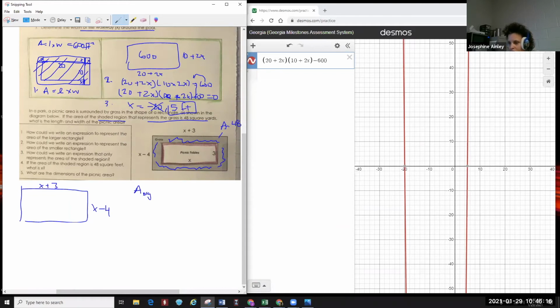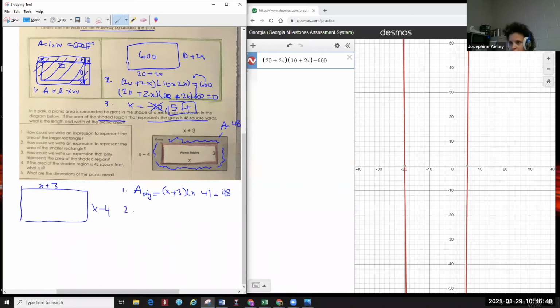So expression to represent the area of the big. I'll write the word big so I know which one this is. The big is length times width, so this times this. And we're going to put in parentheses, x plus 3 times x minus 4. And we were told in the question that's going to be 48. So I've gone ahead and written that expression for number one.